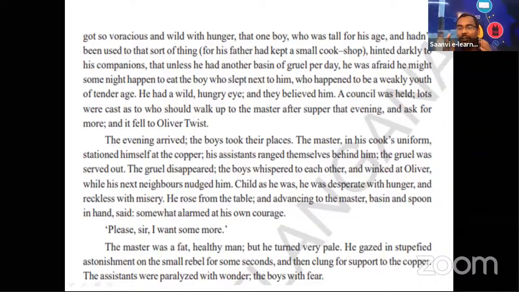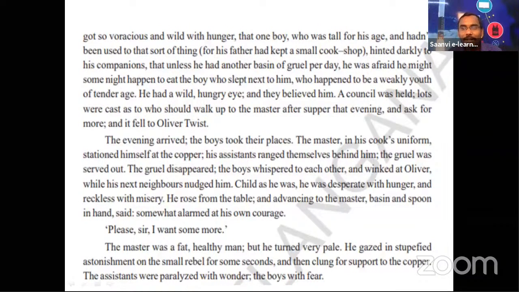Hinted darkly to his companions. One day he said to his friends, who were staying with him, I mean Oliver and the remaining inmates of the workhouse, that unless he had another basin of gruel per day, every day, he was afraid he might some night happen to eat the boy who slept next to him. This boy is very tall, isn't he? He is commanding Oliver and the remaining children. If you are not giving me one more basin full of gruel, I will eat one of you, especially the boy who sleeps beside me every day.